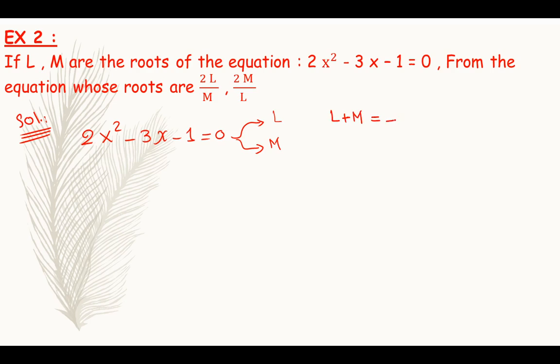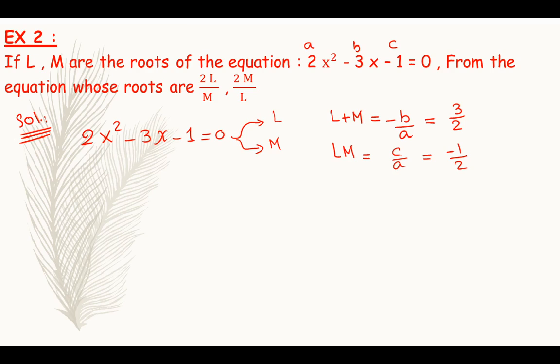L plus M equals negative B over A. Here the coefficient of x power of 2 is A, the coefficient of x is B, and the free term is negative 1, which is C. So L plus M equals negative B over A, so it will be 3 over 2. The product of the old equation is Lm, which is equal to C over A, which is equal to negative 1 over 2.